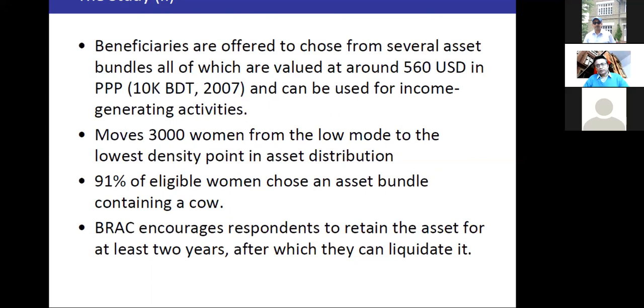So beneficiaries are offered to choose from several asset bundles, all of which are valued around $560 in purchasing power parity terms, or 10,000 Bangladeshi taka in 2007 when this whole exercise started, and can be used for income generating activities. 3,000 was the treatment group and 3,000 was the control group, which is very helpful given what we have in mind, okay? 90% plus women chose an asset bundle containing a cow. BRAC encourages respondents to retain the asset for at least 2 years, after which they can liquidate it, okay?